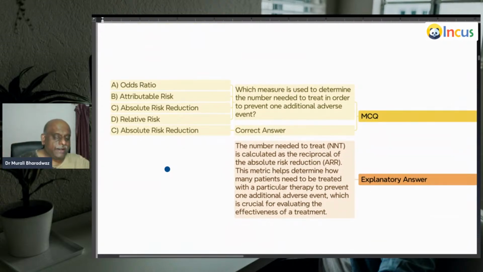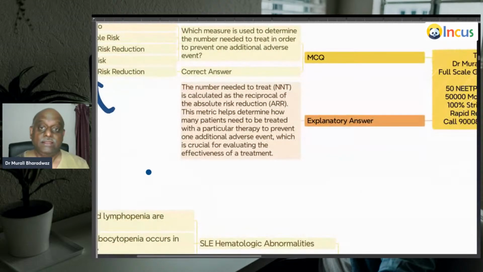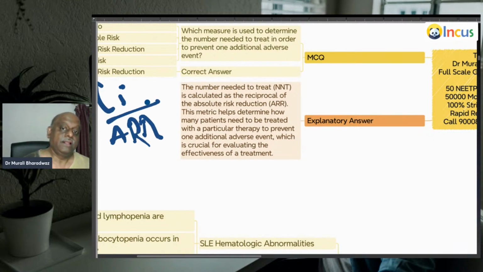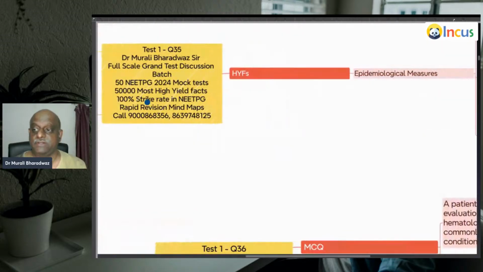If you want to determine the number needed to treat in order to prevent one additional adverse effect, what do you depend on? Absolute risk reduction. The number needed to treat is the reciprocal of absolute risk reduction, 1 by ARR. This will help to determine how many patients need to be treated with a particular therapy to prevent one additional adverse effect, which is very crucial to know the effectiveness of treatment.